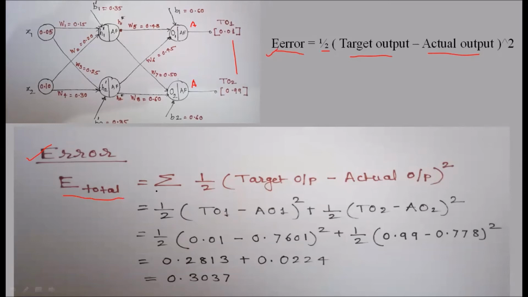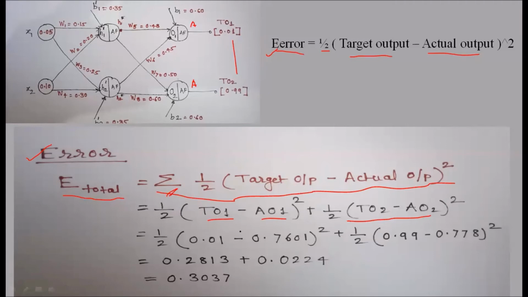So this is the formula to find the error at the output node, that is the sum of half of (target output minus actual output) squared. So, sum: two outputs are there. We'll first find the error because of the first output, half of (TO1 minus AO1) squared. This is the formula to find the error for the second output, half of (TO2 minus AO2) squared.